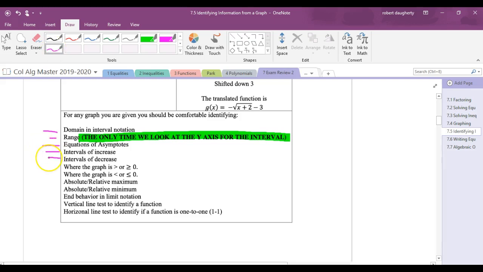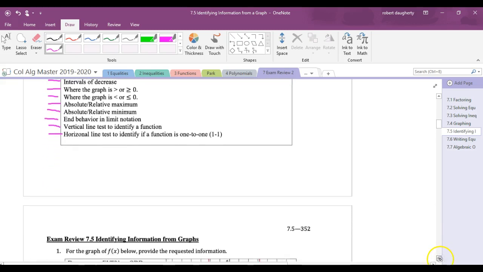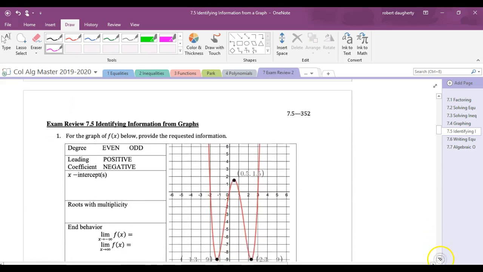When does a function increase, decrease? Where is the function greater than or greater than or equal to 0, less than 0? What are the absolute and relative max and mins? What's the end behavior and limit notation? Can I do a vertical line test to see if it's a function? Horizontal line test to see if that function is 1-to-1 or not. Lots of things we were able to do quantitatively from a graph.